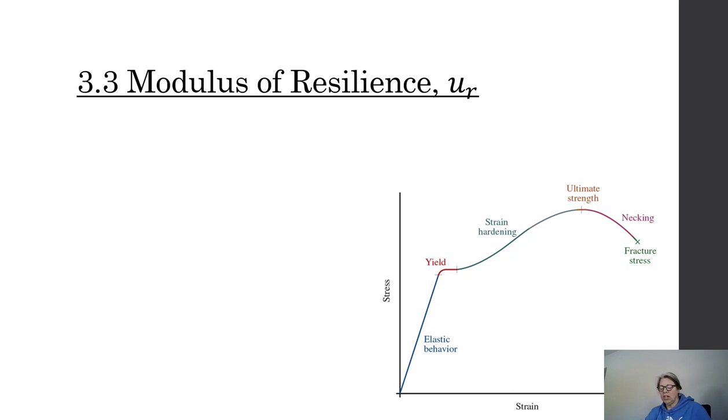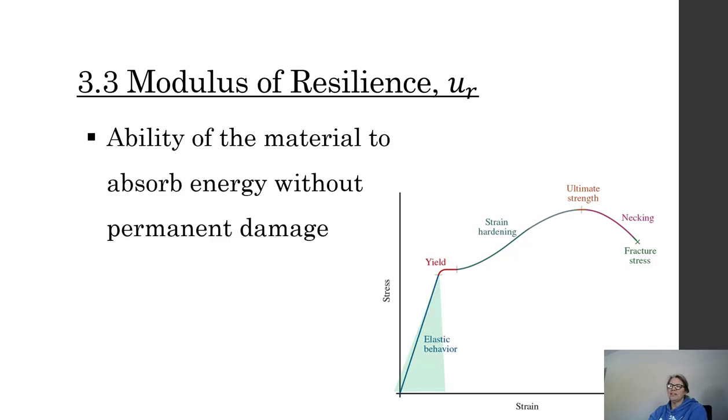If it's a maple, it is going to behave differently than oak. And so when you're designing, you always have to make sure you understand your material properties. Okay, so modulus of resilience, we talked about that, the energy under the curve. Modulus of resilience is the ability of the material to absorb energy without permanent damage.